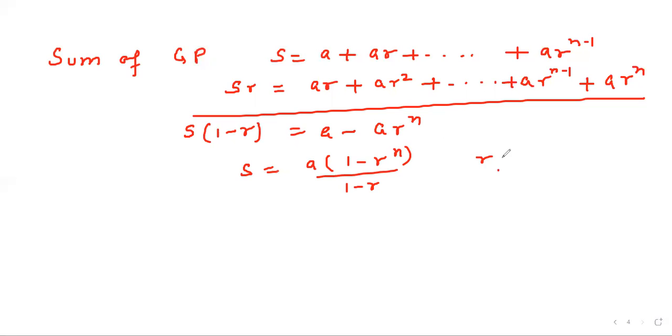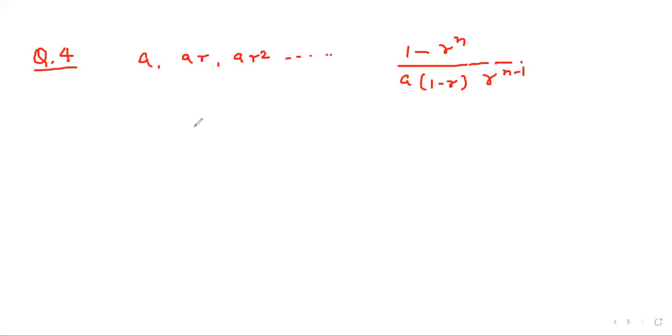Here condition is r is less than 1. Now, if we change the sign, then we get s equal to a times r power n minus 1 divided by r minus 1. Here r is positive and greater than 1. Now, let's see question. Question number 4.